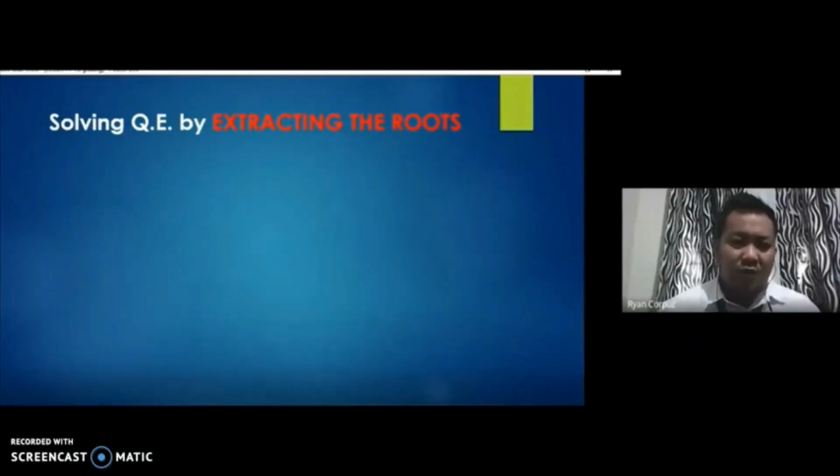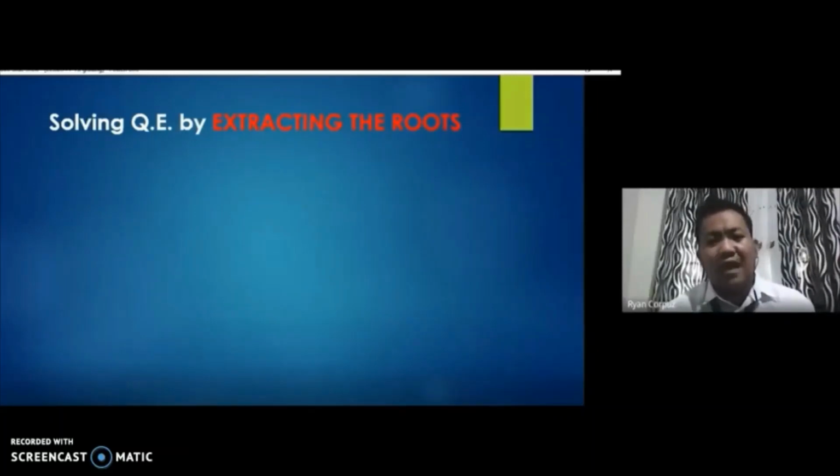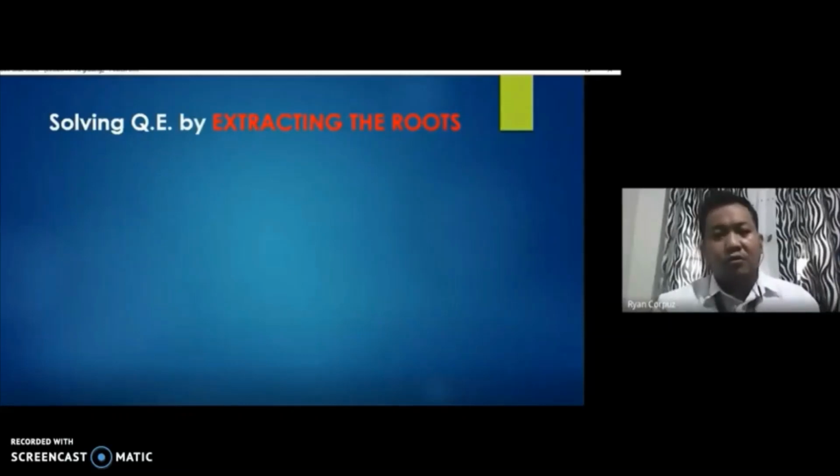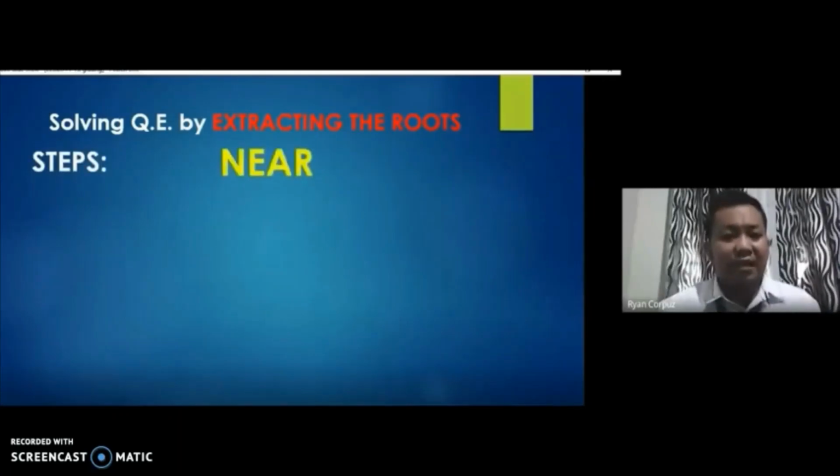So, we can solve quadratic equation by extracting the roots by following certain steps. These steps in solving a quadratic equation by extracting the roots, I hide in an acronym, which is what we call NEAR.